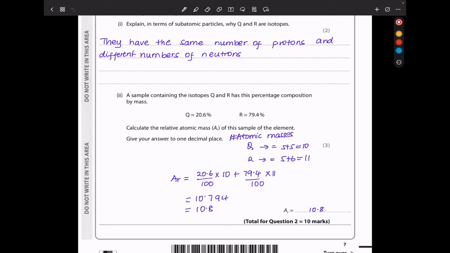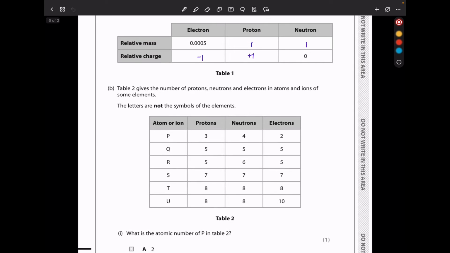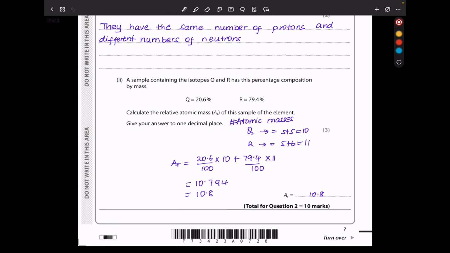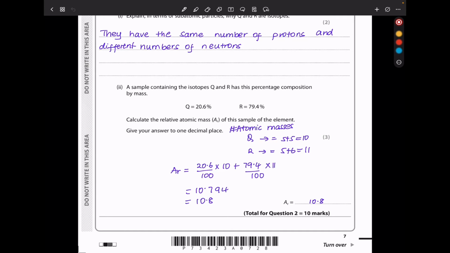They want you to calculate the relative atomic mass of the sample of the element and give your answer to 1 decimal place. If we go back to the table in order to calculate the atomic masses, we are looking at Q and R. Q is going to have atomic mass 10, and then R is going to have atomic mass 11. So coming down here, we have 10 and 11. So calculating the relative atomic mass is going to be 20.6 divided by 100 times 10 plus 79.4 divided by 100 times 11. And combining both, I got 10.8, rounding to 3 significant figures like they gave us here. So my answer was 10.8.